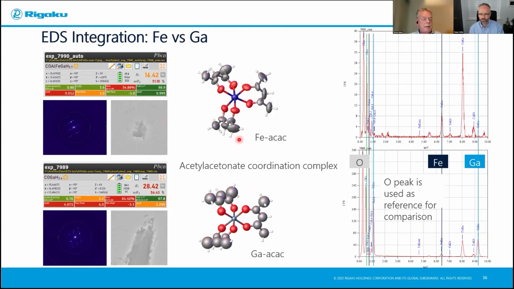You've got a customer complaint sample with a black speck. What is it? Put it in the electron diffractometer. Let's have a look. We'll let you know what the black speck actually is.